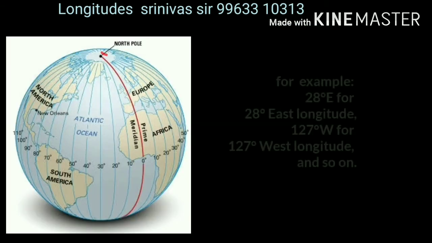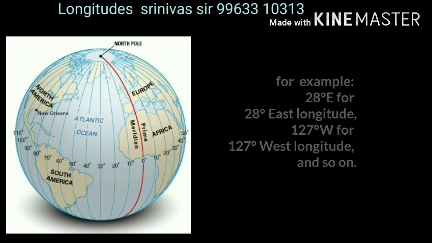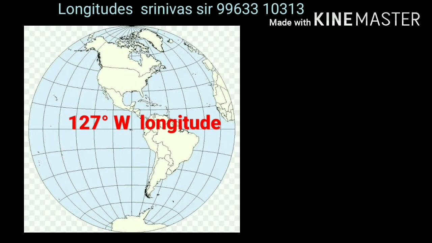For example, if a longitude is denoted by 28 degrees east, that means it is a 28 degrees east longitude towards the east side of the Greenwich meridian. If a 127 degrees longitude is denoted by W, it is called 127 degrees west longitude and it is towards the west direction from the Greenwich meridian.